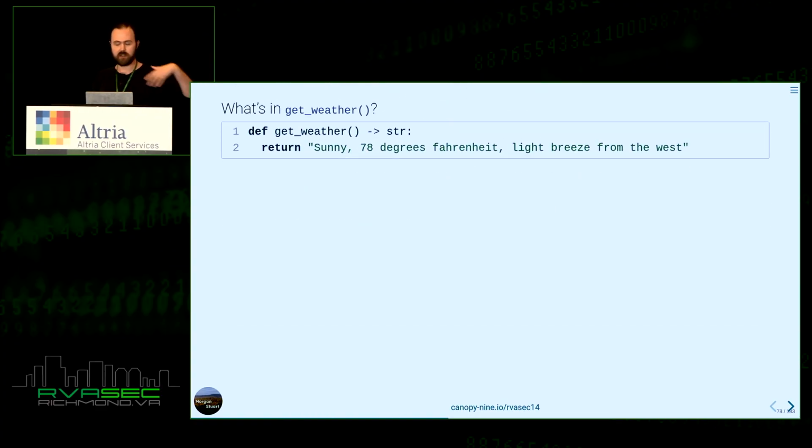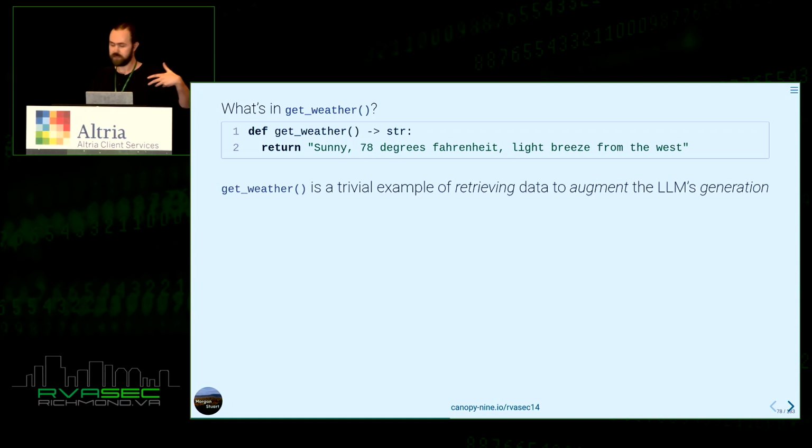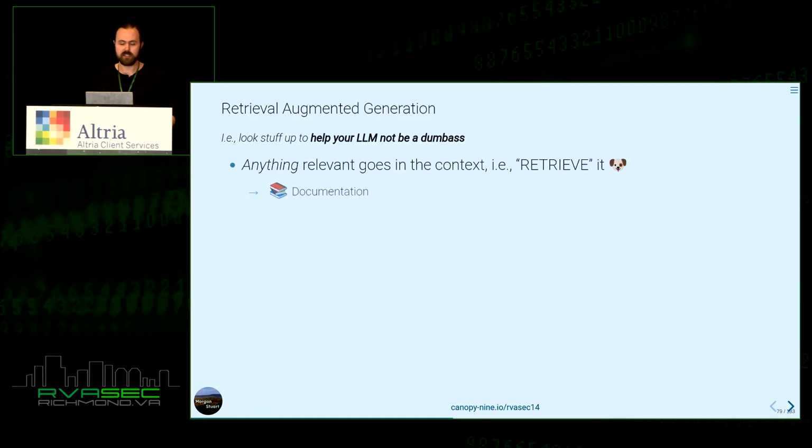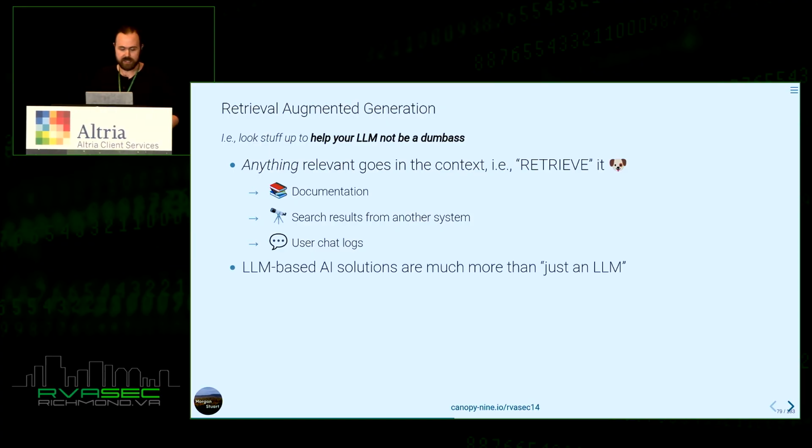That get weather is just stubbed out. Obviously, that could be a call to an API. Now we all know RAG, retrieval augmented generation, i.e. look stuff up to help your LLM not be a dumbass. That's really all it is. Anything relevant goes in the context, so retrieve it: documentation, search results from another system, user chat logs, histories, things like that. What you should hopefully be picking up now is that an LLM solution is much more than an LLM. You have to have a lot of infrastructure and processes around it to quickly and securely manage that context.